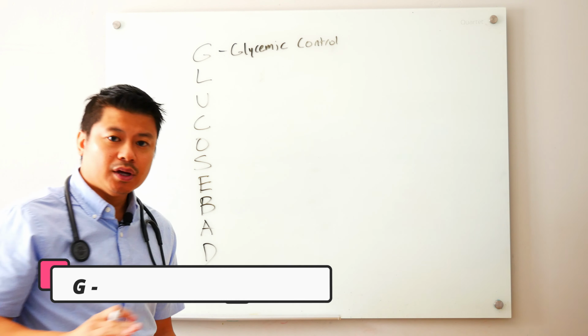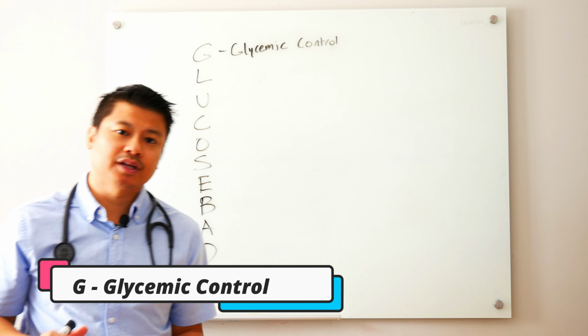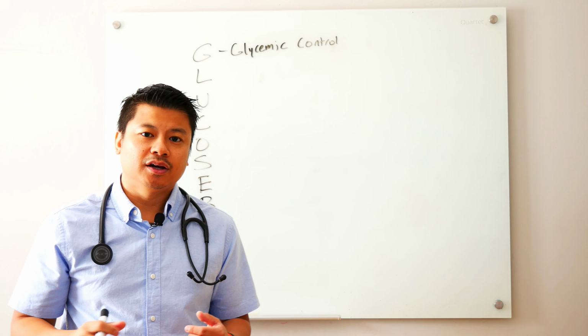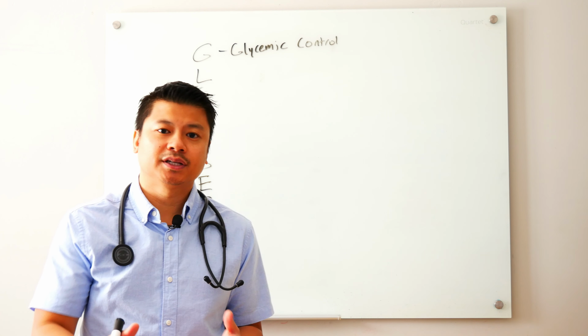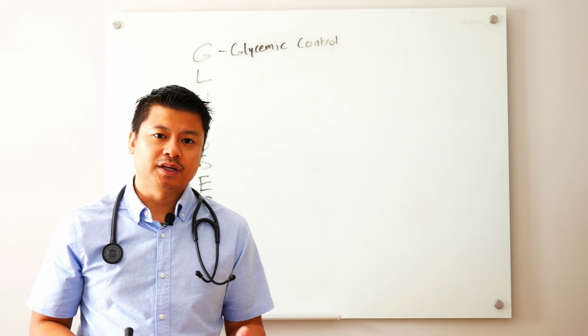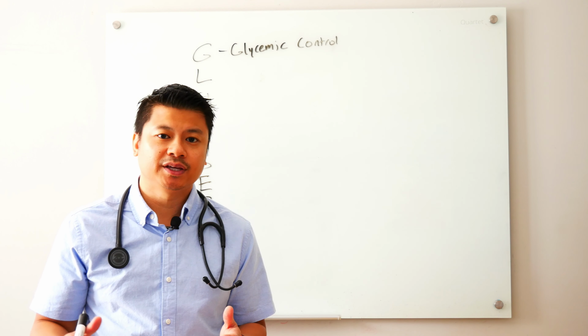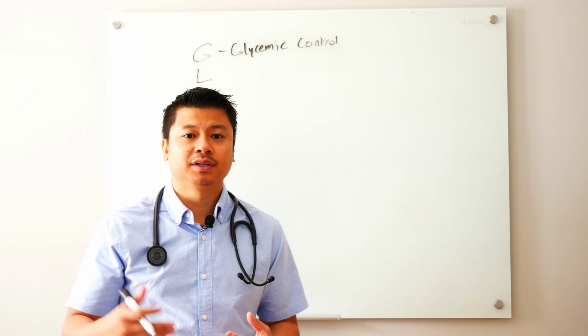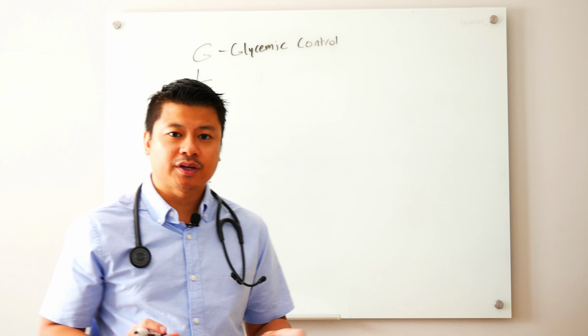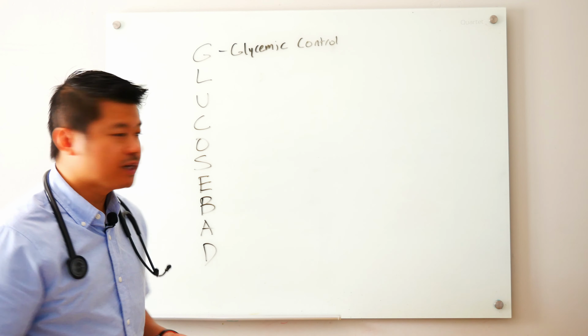So glycemic control. You want to make sure you're looking at their hemoglobin A1C. The goal is less than 7% because that's a controlled diabetic. You're also looking at their glucose logs. Preprandial should be between 80 to 130. Their postprandial 2 hours should be less than 180. So you want to make sure that you're reviewing that, right? The next one is L.